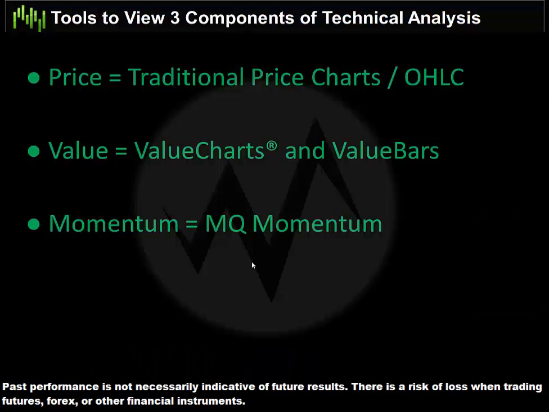The tools we're going to use to gauge these three components will be, for price, the traditional price charts, the open, high, low, close bar charts. For value, we're going to use our proprietary value charts and value bars indicators. And for momentum, we're going to use the MQ momentum indicator.